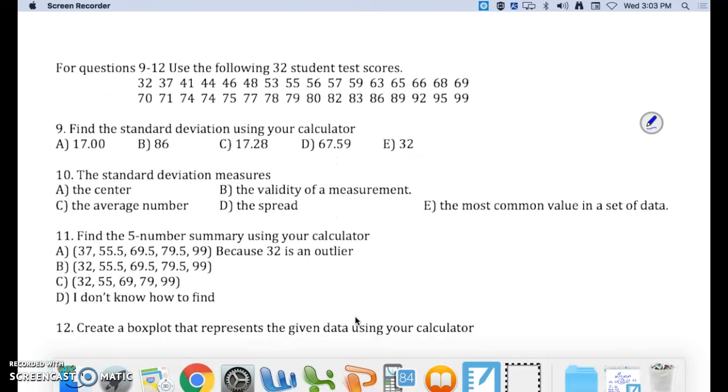Into your calculator. Remember, to enter data, you are going to press Stat and select Edit. And under List 1, enter these 32 student test scores.